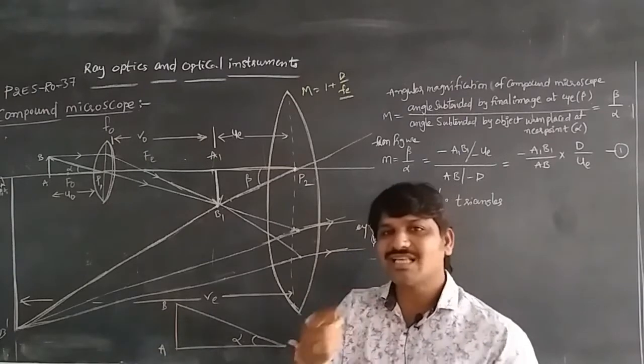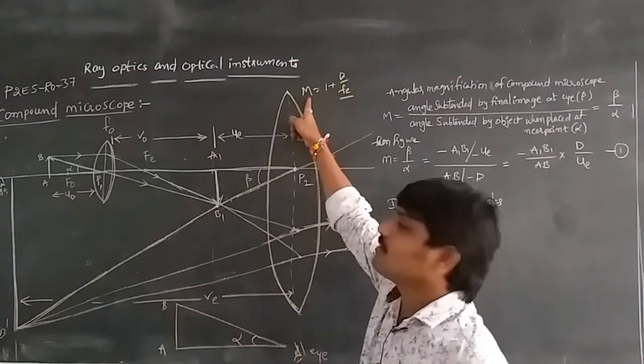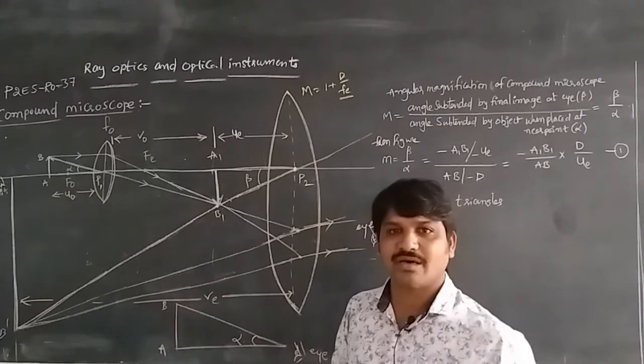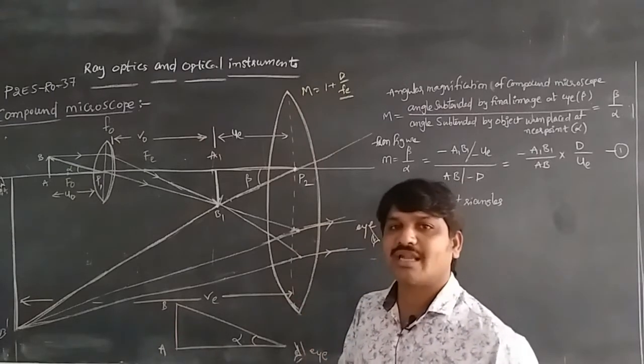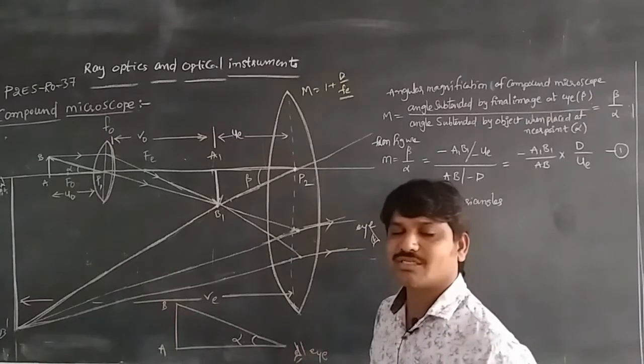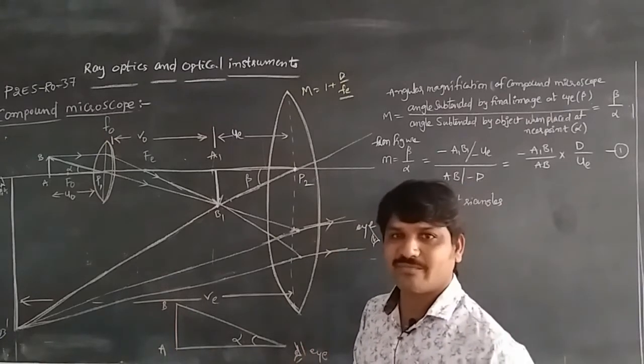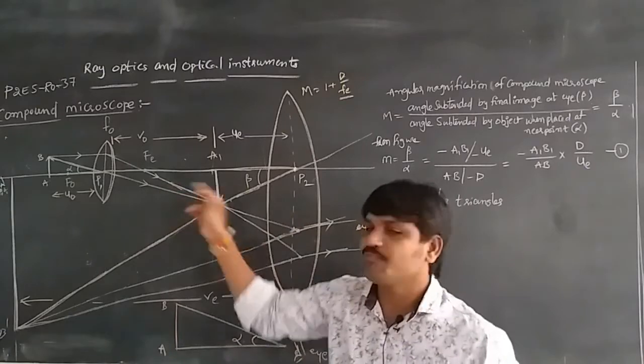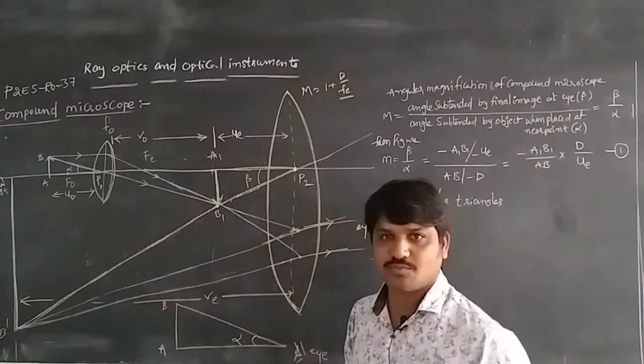So, to increase the magnifying power, another lens can also be used. By using two lenses we can increase the magnifying power, and this is called a compound microscope.